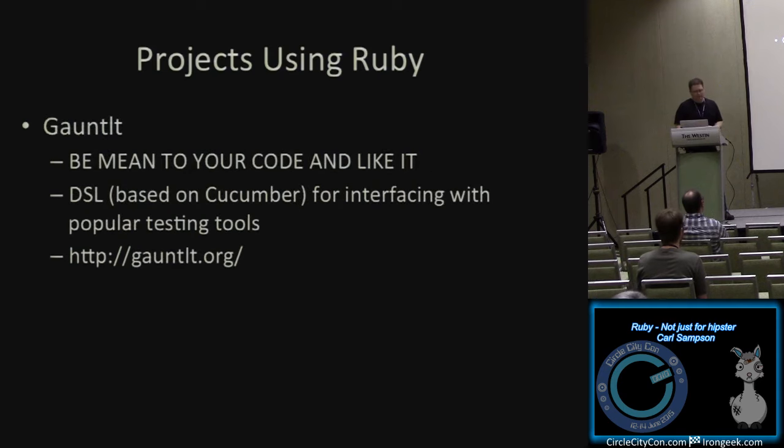Gauntlt. So Gauntlt is a DSL based on Cucumber for interfacing with popular testing tools. So this allows you to define your test cases and run them to do things like parse nmap results, scan things, and do a whole bunch of interesting things with that. It's very scriptable.